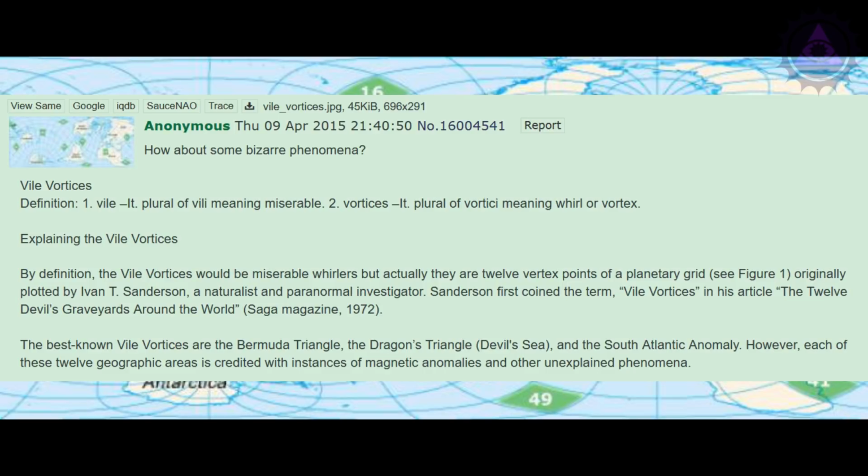Sanderson first coined the term vile vortices in his article, The 12 Devil's Graveyards Around the World, Saga Magazine, 1972. The best-known vile vortices are the Bermuda Triangle, the Dragon's Triangle, Devil's Sea, and the South Atlantic Anomaly. However, each of these 12 geographic areas is credited with instances of magnetic anomalies and other unexplained phenomena.